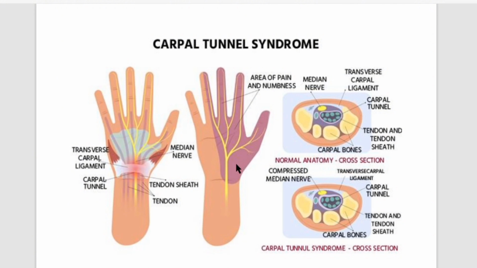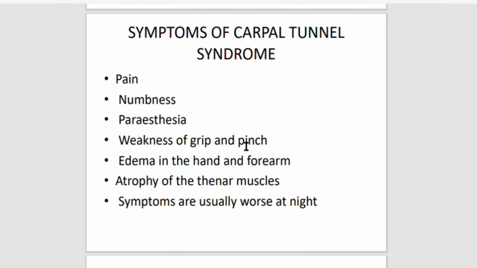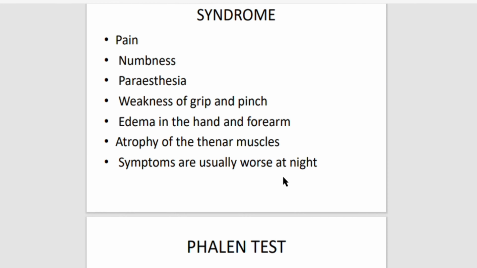Whenever the nerve is compressed in the carpal tunnel, the area of pain and numbness can be seen here. And along with this area, the median nerve also supplies the nail beds of these fingers, like half of this finger, the nail bed of the middle finger, the nail bed of the ring finger, the index finger, and the nail bed of the thumb. Whenever a person experiences CTS, the symptoms described by the patient are pain, numbness, paresthesia, weakness of the grip and the pinch, edema in the hand and the forearm, atrophy of the thenar muscles, and symptoms are usually worse at night.